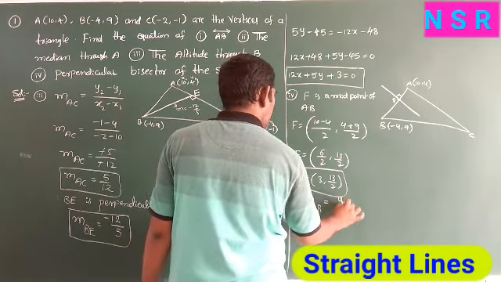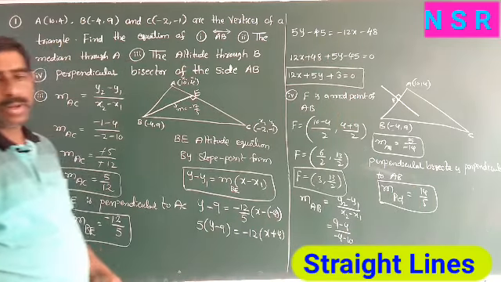So what is the slope of the perpendicular bisector? Here write: the perpendicular bisector is perpendicular to AB. So now the slope of the perpendicular bisector equals the reverse of it, 14 by 5. Here there is a minus, write a plus here. Now find the equation of the perpendicular bisector.